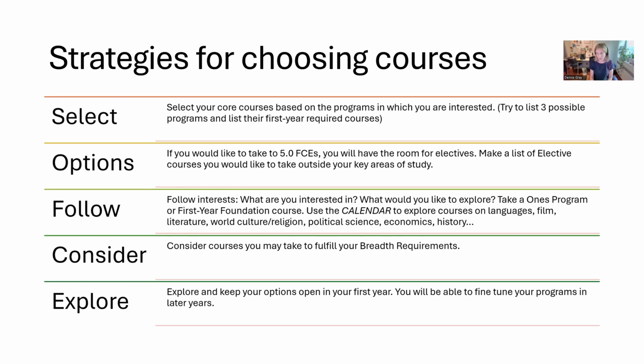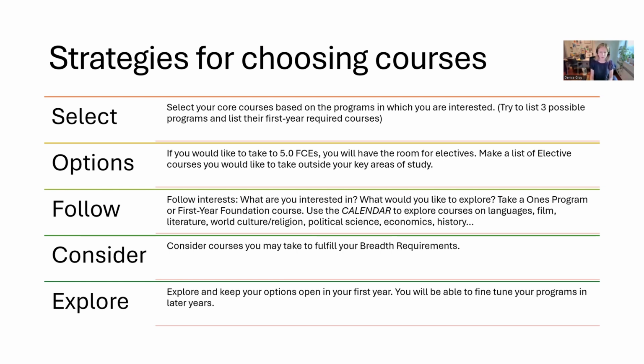List the first year courses for the life sciences. Again, by and large, it's bio, chemistry, and calculus. If you want to take up to 5 credits worth of courses, you have room for electives. Make a list of elective courses you'd like to take. Think about a first year foundation. Think about some other elective course that comes from a different department. Follow your interests. What would you like to learn more about? Take something that wasn't offered in your high school.